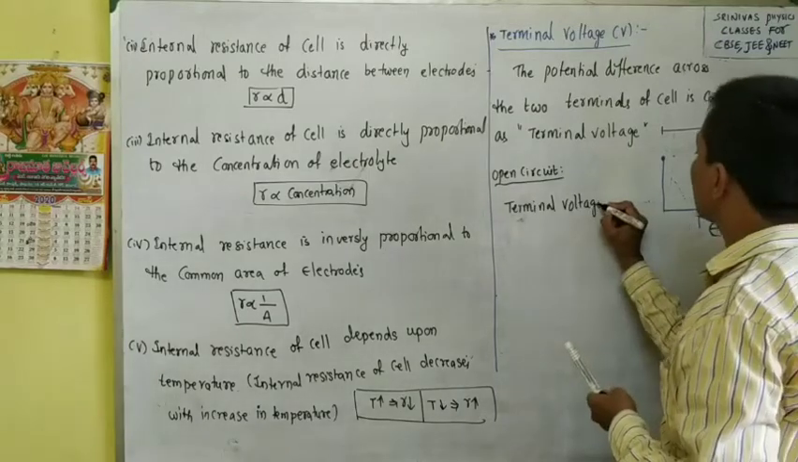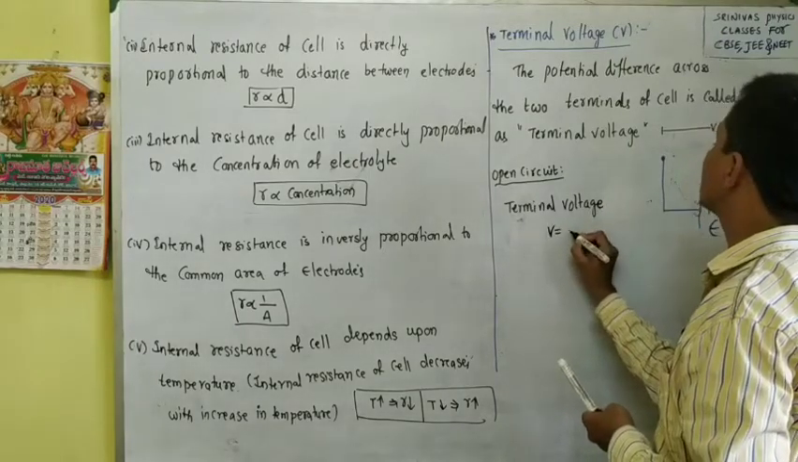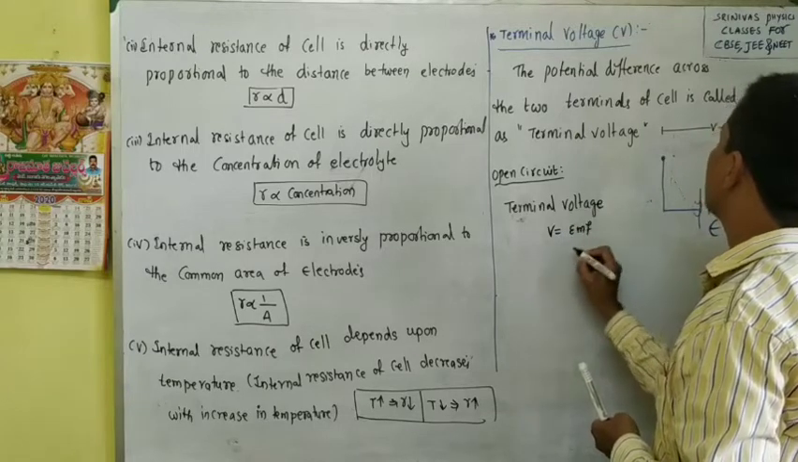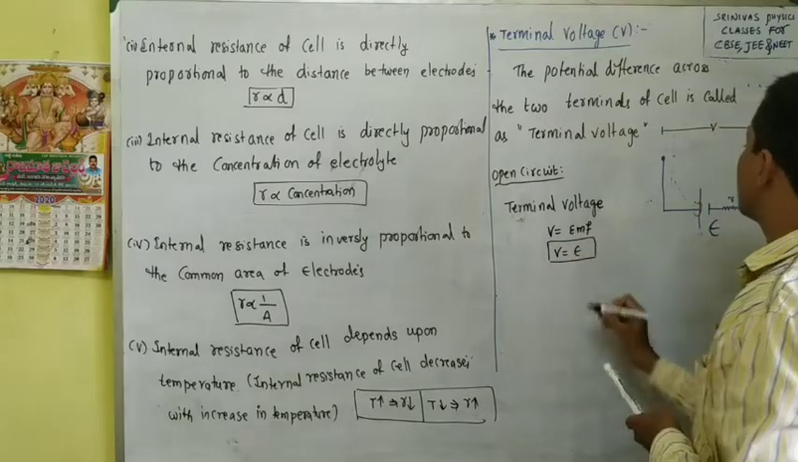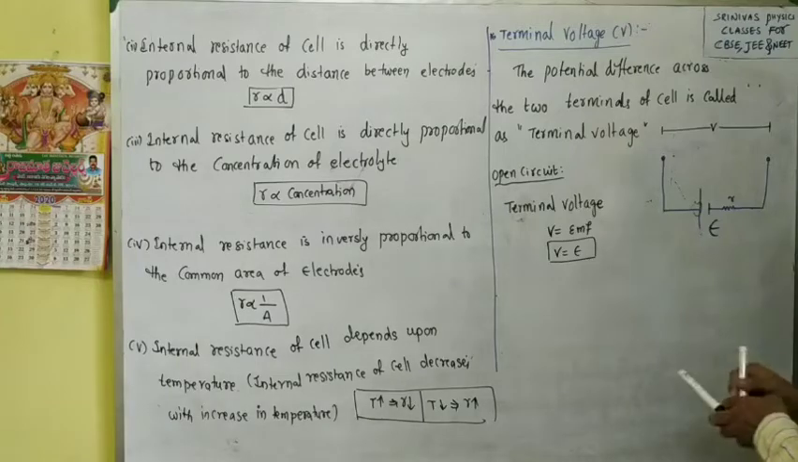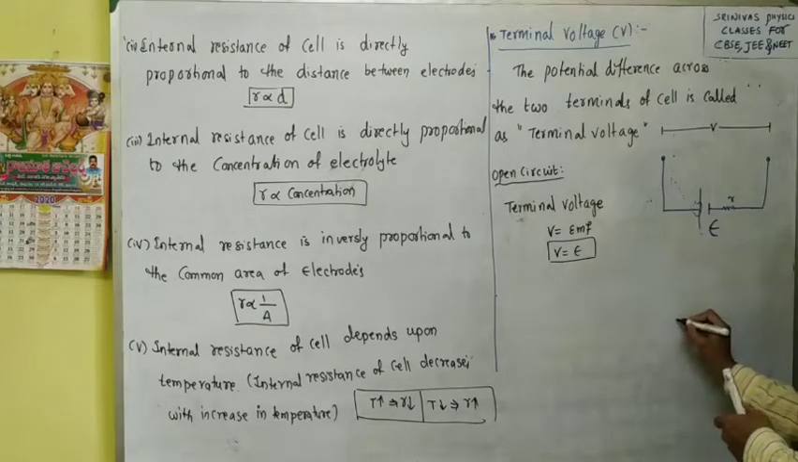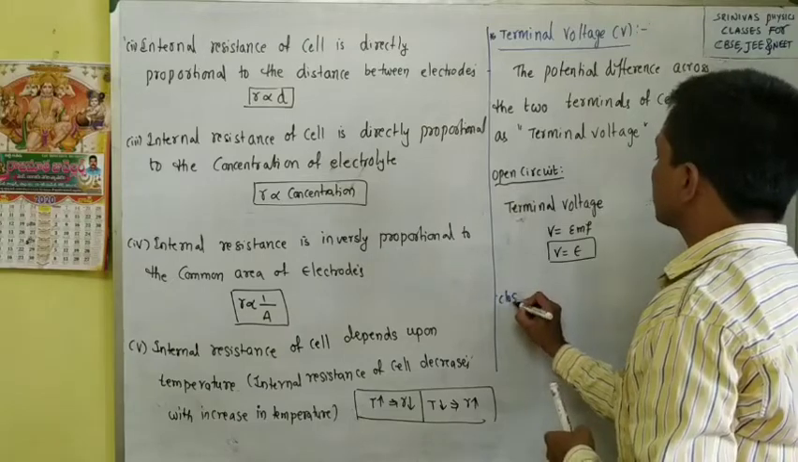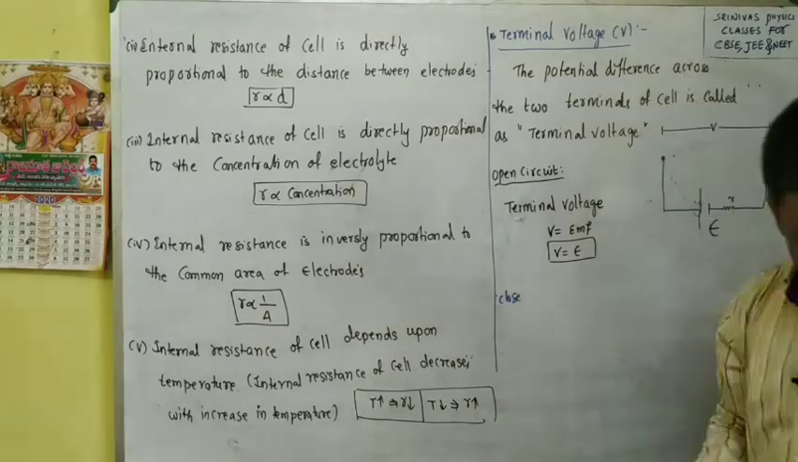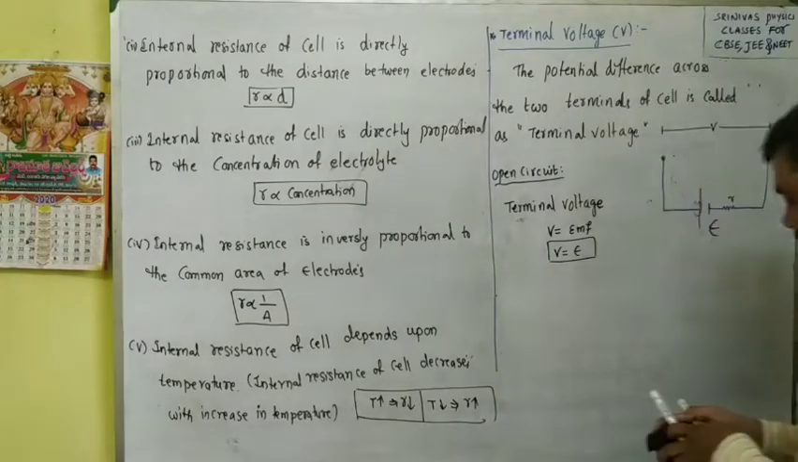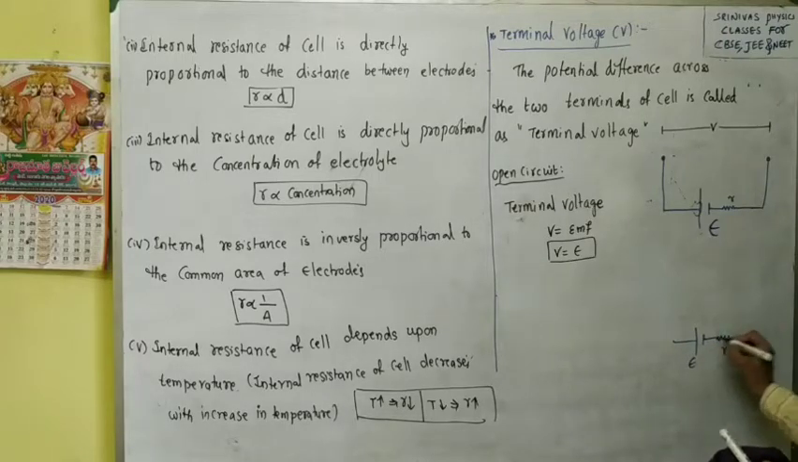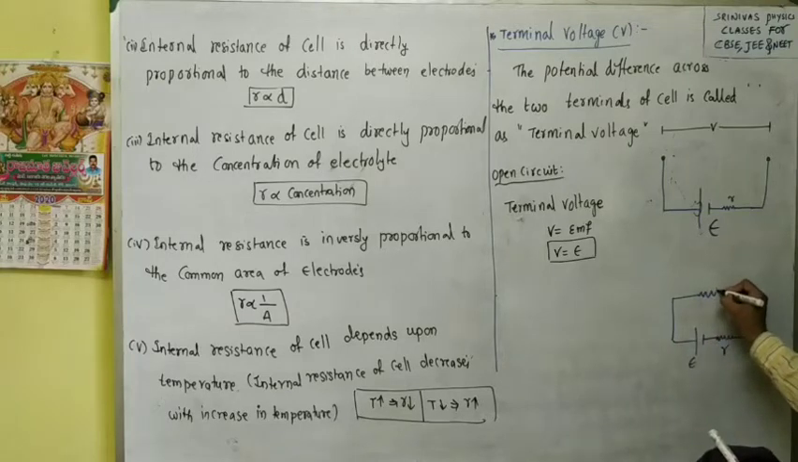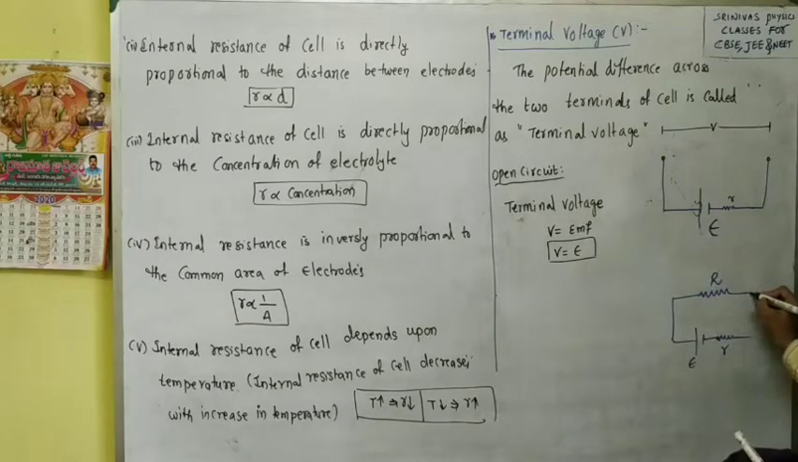Now V, the terminal voltage in the open circuit, is equal to EMF, that is epsilon. Now if you take the closed circuit, what happens? What is the terminal voltage in the closed circuit? Let us draw the diagram for the closed circuit. This is a cell, its EMF is epsilon and internal resistance is small r. It is connected to some external resistance, that external resistance is capital R.